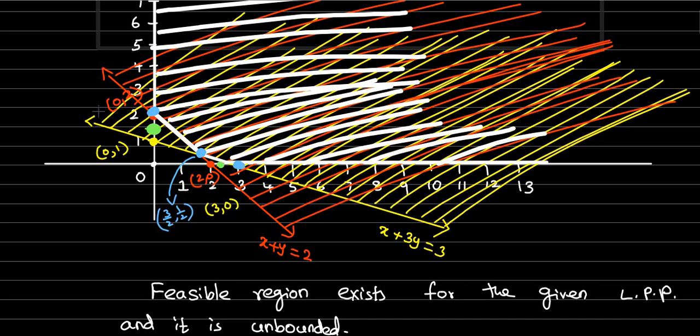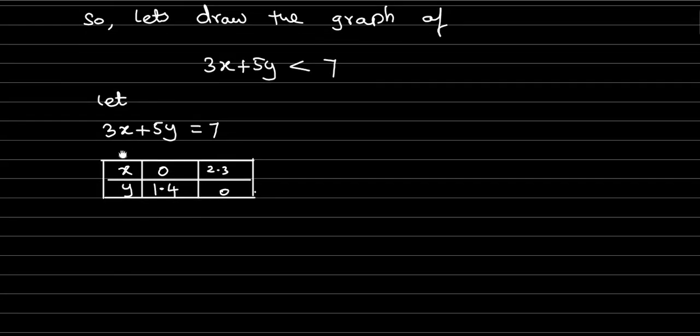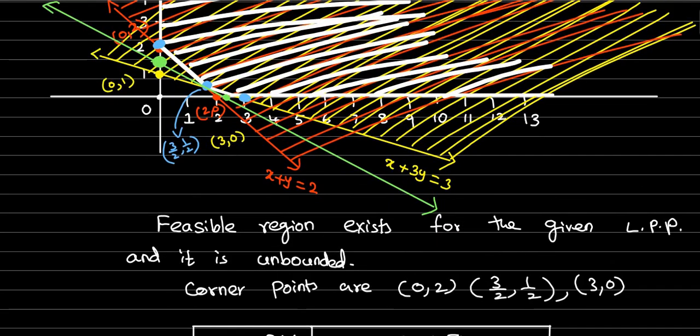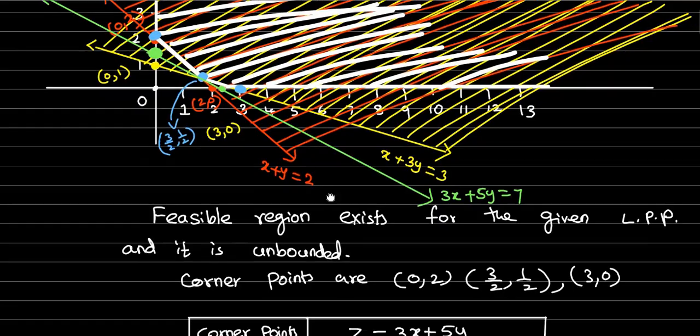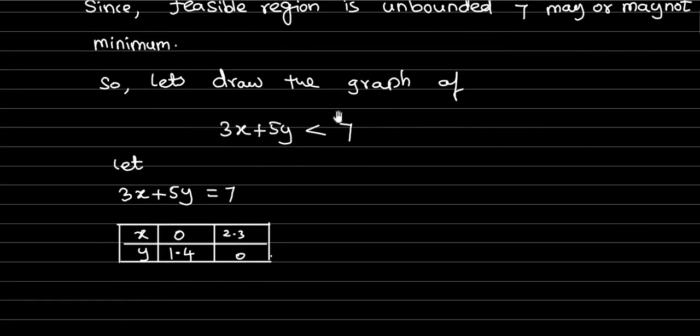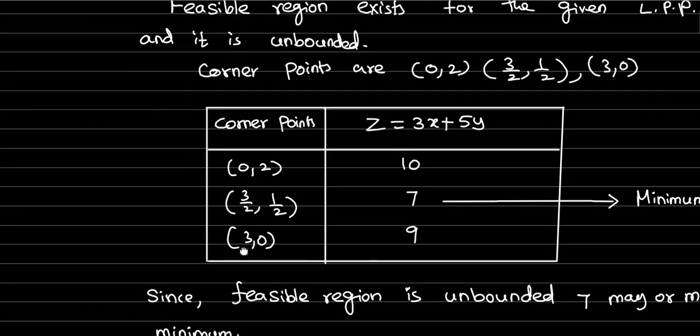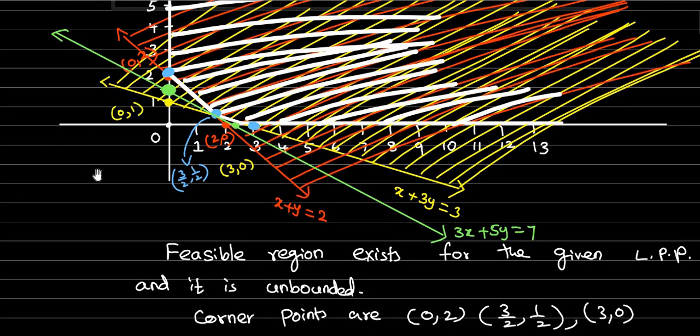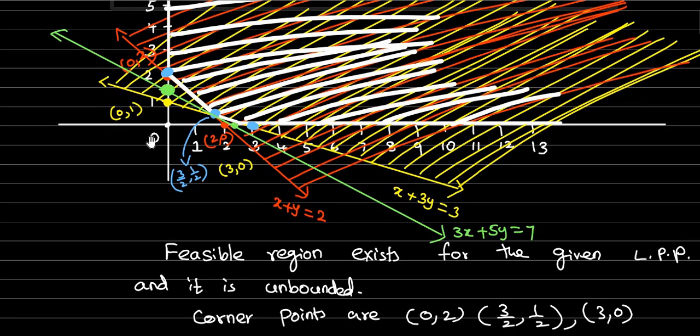Now let's draw the line connecting these two points. We draw the line of 3x plus 5y equal to 7. But we need to identify the solution space for 3x plus 5y less than 7. Randomly take any value. Let's check this side first. Let's take (0, 0).